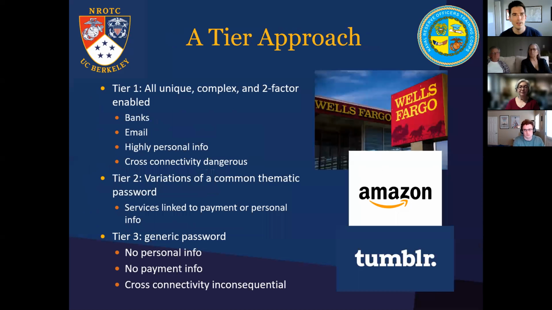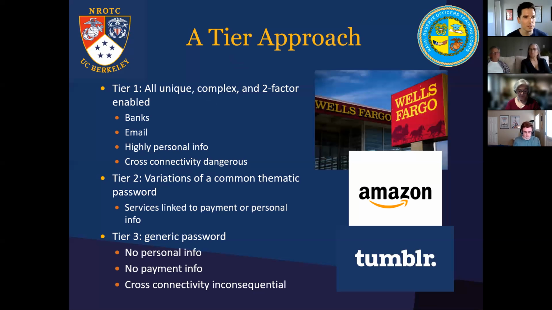I like to use what I call the tiered approach. So this is trademarked, not peer-reviewed, not verified anywhere else, but this is a schema that I've come up with that's been pretty successful. So tier 1 is all of your important stuff: banks, email, highly personal information, things that if you had cross-connectivity between the different systems, that would be bad. If someone could access my email and my bank account at the same time, that would be really bad, because then they could authorize transactions and do whatever they wanted. So these all have unique, complex, and two-factor authenticated password schemes.